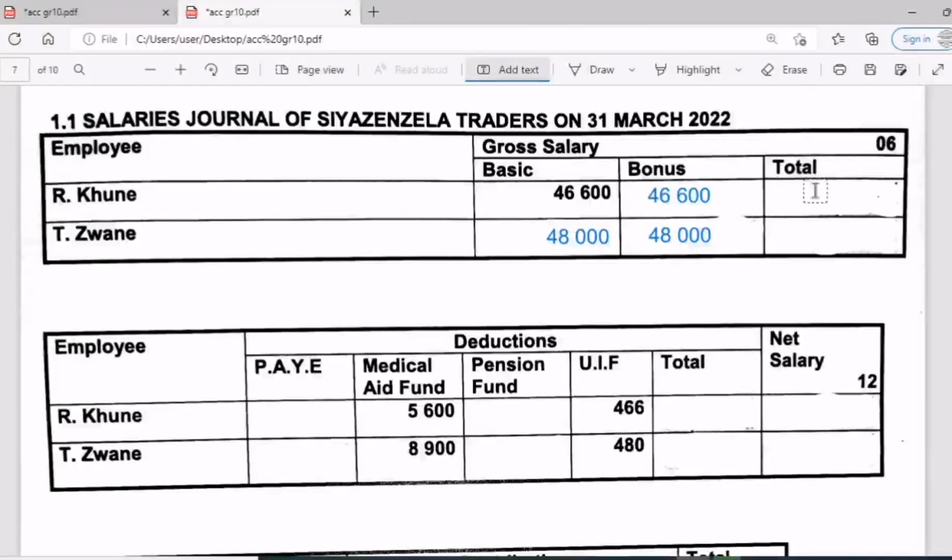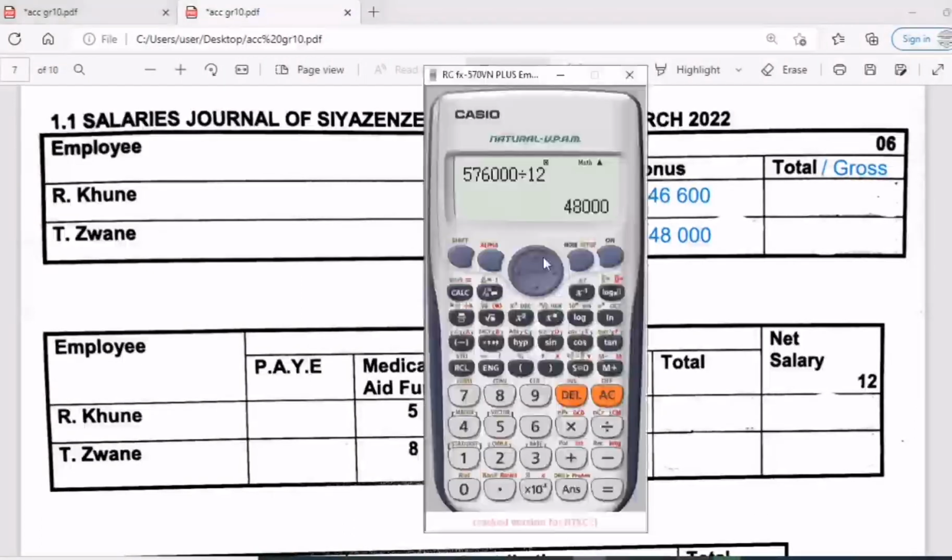And then in this total column, you add the basic plus the bonus. So you can say this is the total salary, or you can say this is the gross salary. So guys, the term gross means the total. So when we combine the basic and the bonus, we're going to get the gross salary for each employee. Let us do that quickly.